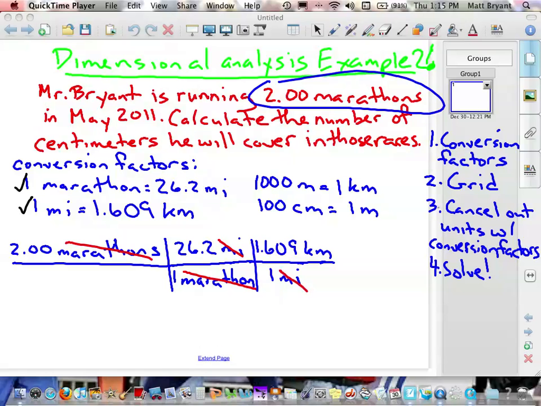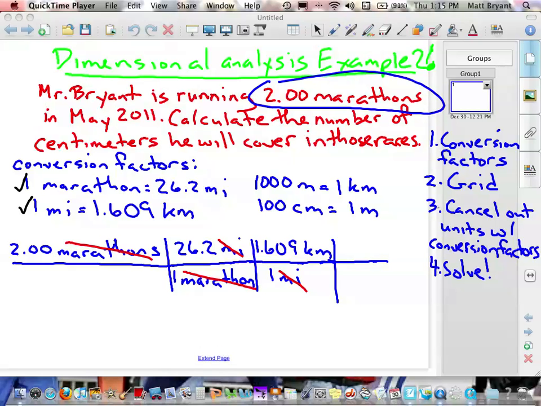Miles on top, miles on the bottom, that cancels. So now our next step needs to be one that cancels out kilometers. Now, if some of you are comfortable enough with this math to be able to combine these last 2 steps into one, that's fine, as long as you show me what you're doing.